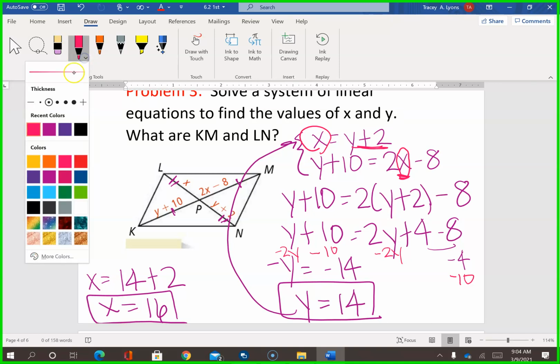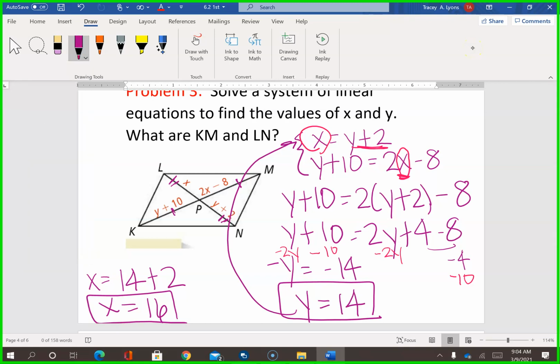One thing that I haven't done yet is answer the question. It says, what are Km and Ln? So they want this whole entire thing, so we need to plug it in for both those things. So Km, I'll put it up here, is 14 plus 10. I plugged it in for this part. I'm also going to plug it in for that part, plus 2 times 16 minus 8, because the whole entire thing would just be those added together. So we have 24 plus 32 minus 8, and that is 48.